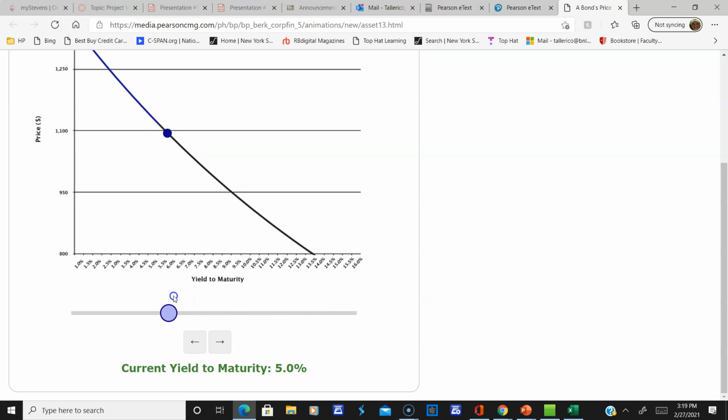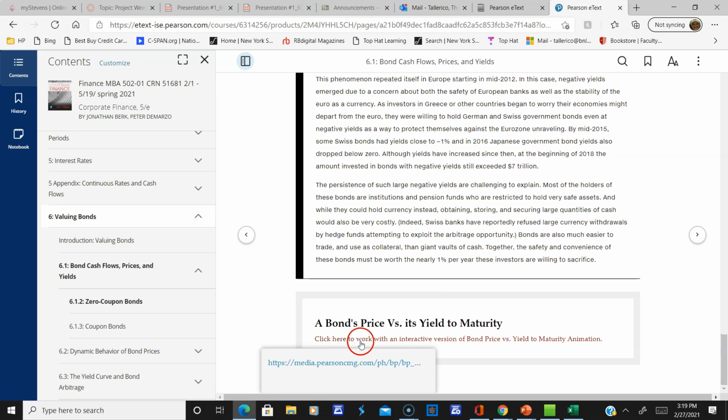Let's see. If I move that, you see the current yield to maturity moving? I don't know what this does. Oh, all right, it moves it in steps. I just wanted you to see that, it's in your book.